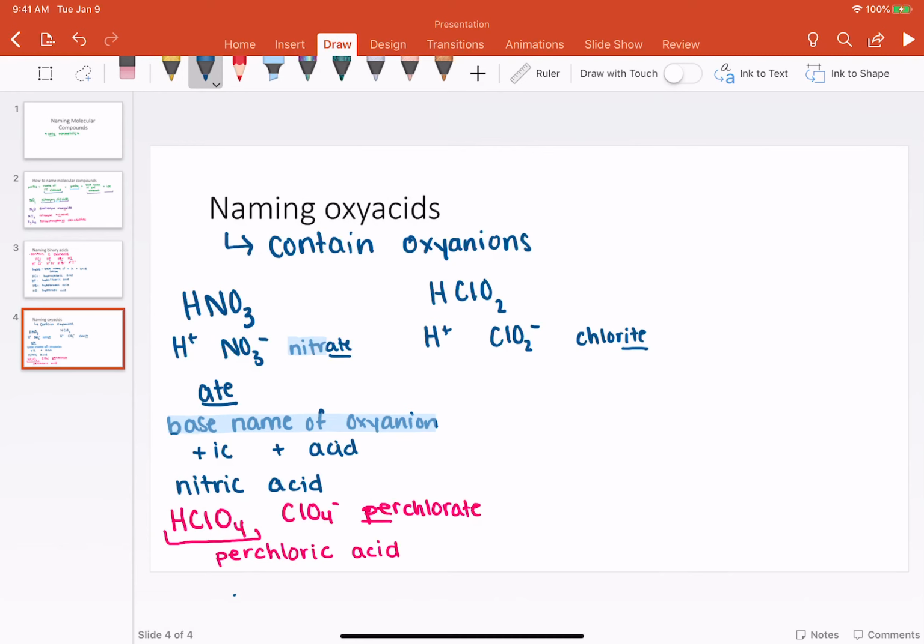What if we have an ITE ending, like chlorite? In this case, we're going to use the base name of the oxyanion again, but instead of using IC, we're going to add OUS plus acid. So that means that our HClO2 is going to be chlorous acid.